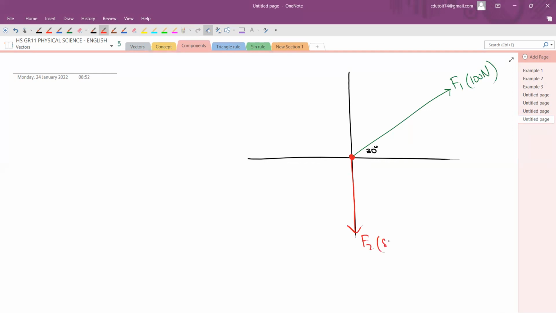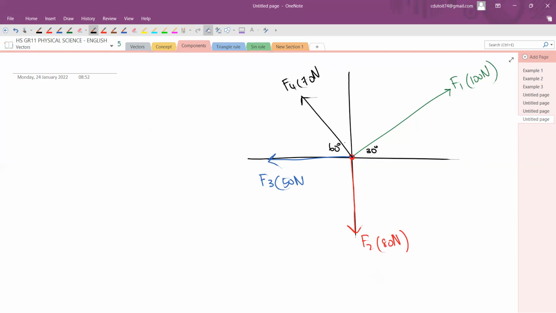And that's 80 Newton. Then I have another green. No, I don't have another color. Blue one. West, force 3. And let's say it's 50 Newtons. And then I've got a fourth force here. Force 4, 70 Newtons. And the angle here is 60 degrees.